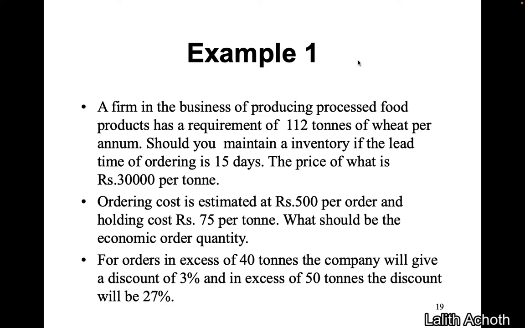Like I told you, it's always the economic order quantity first, and we got a value like 38 tons per order. Now here he is giving you the discount. For orders in excess of 40 tons, the company will give you a discount of 3%.